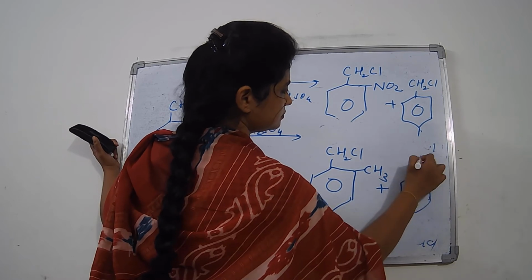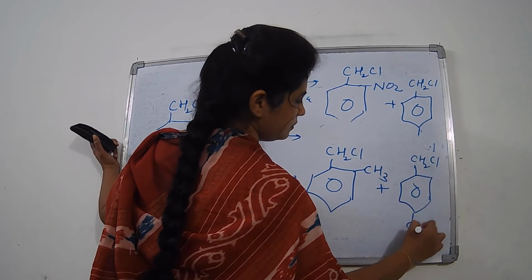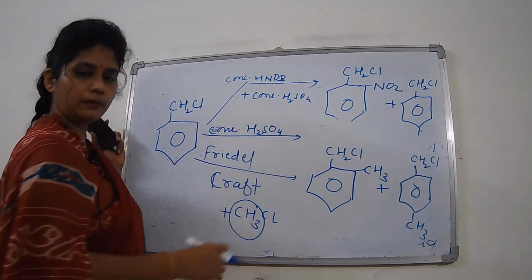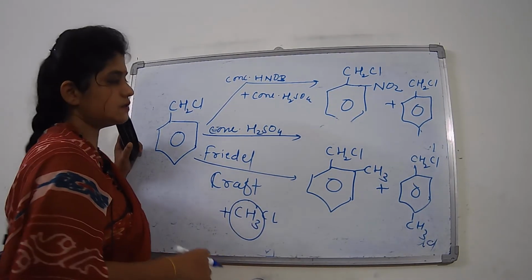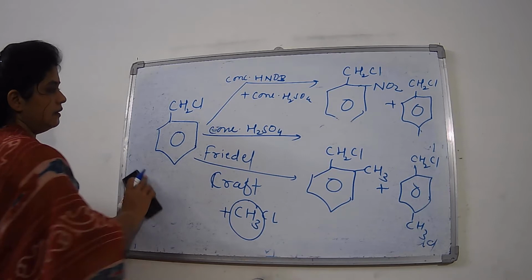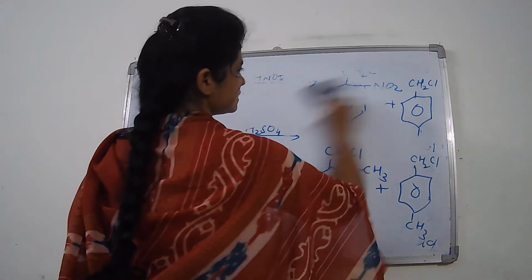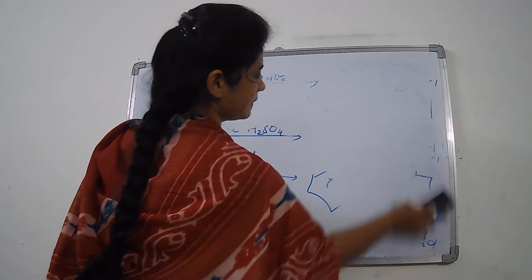Again, what is the name of the compound? Obviously ortho or para methyl benzyl chloride. So this is all about the electrophilic substitution reactions carried out by benzyl chloride.